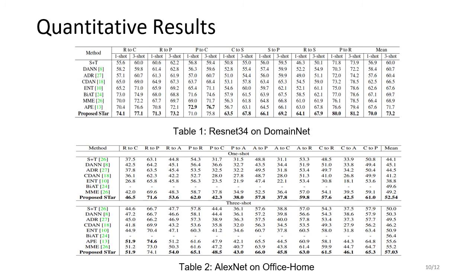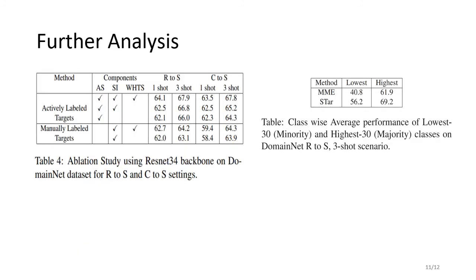With AlexNet as a backbone on Office Home, the proposed STAR approach also outperforms most of the state-of-the-art methods on almost all the settings, with the mean as 52.54 for one-shot setting and 57.03 for three-shot setting. For further analysis of our method, we conduct an ablation study using ResNet 34 as a backbone on DomainNet dataset for R2S and C2S settings.